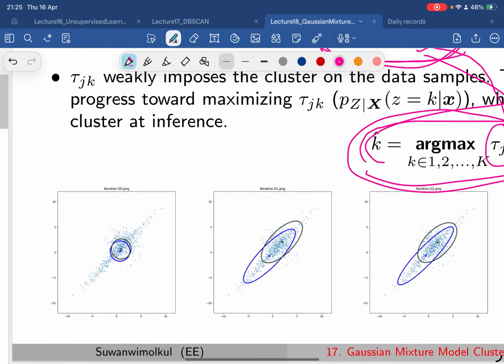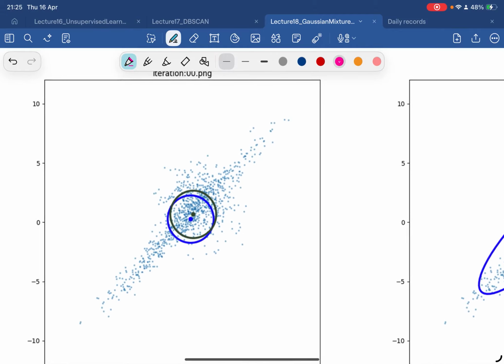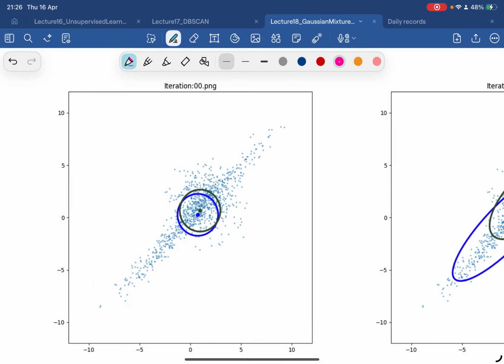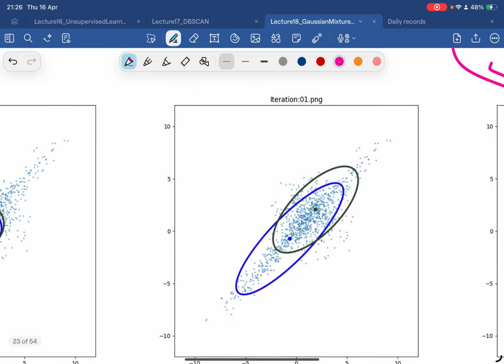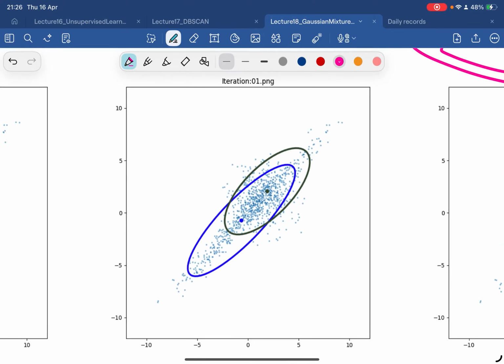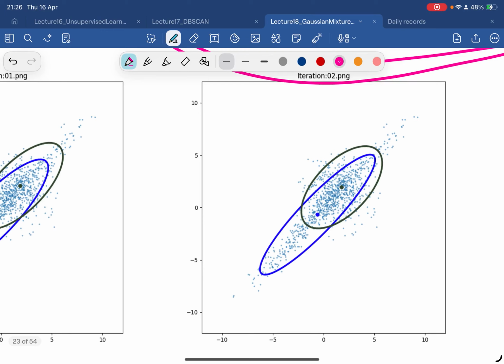So it may look something like this. Initially you may initialize with equal mean and variance, so they are nearly together. But once you start to assign the probability of which point should be in which cluster, the cluster assignment starts to shift. And when the cluster assignment starts to shift, that means you get a new chance to update your model parameters.